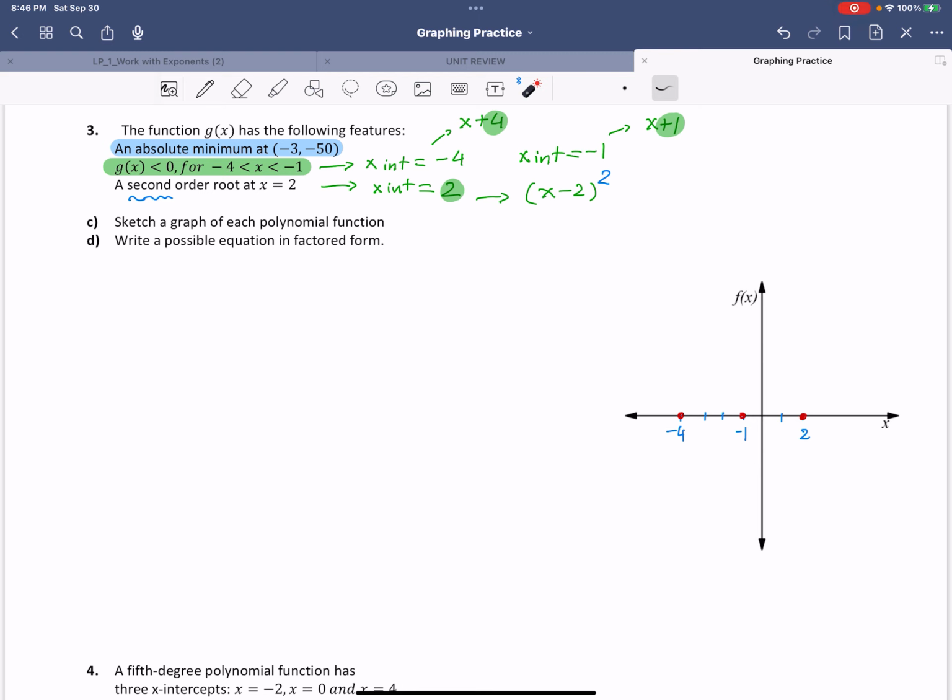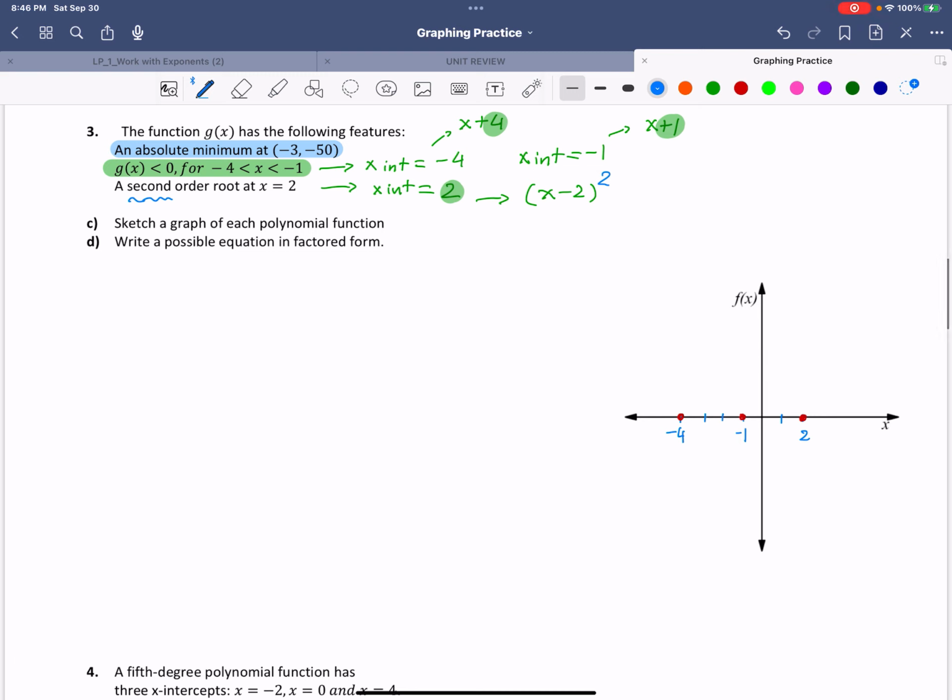We are not told what the order of the other intercepts are, because sometimes they may turn into other shapes like inflection points. But because we are only given one interval where the function is negative, from -4 to -1, we'll keep these roots as first order roots for now. It has a minimum at (-3, -50), so we'll make that clear here. At -3, negative 50, the graph passes through this point.